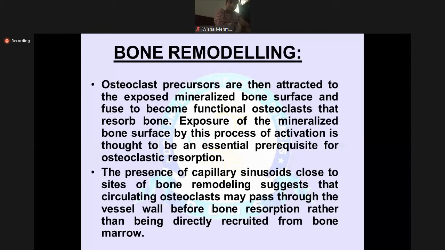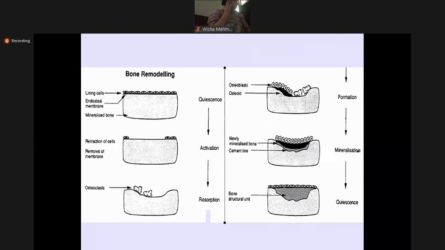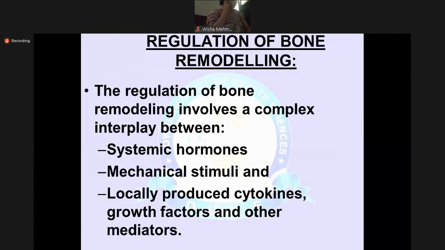So by these two processes, the osteoblastic activity and the osteoclastic activity, the process of bone remodeling occurs throughout our life. So this bone remodeling occurs throughout our life by the expense of two main processes, which are bone resorption and bone formation. Bone resorption is osteoclastic activity, and bone formation is basically the osteoblastic activity. So what is the significance of this bone remodeling?